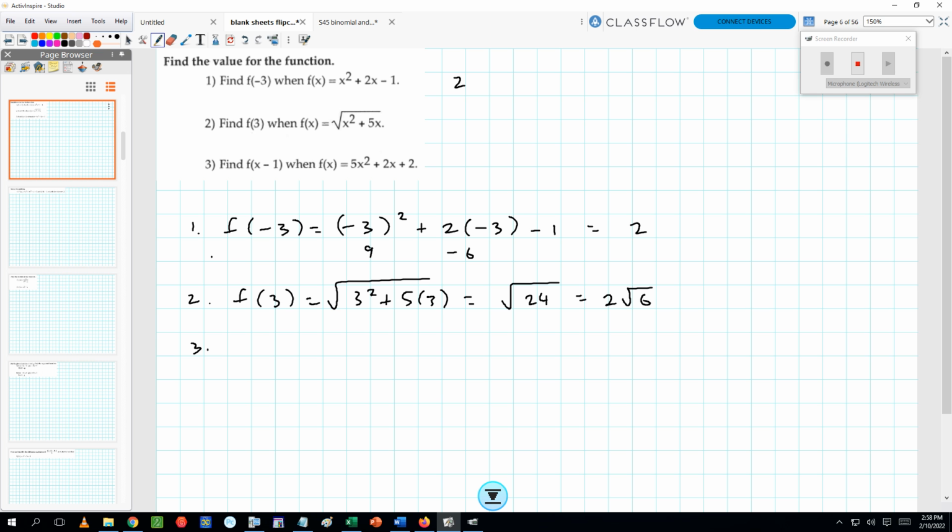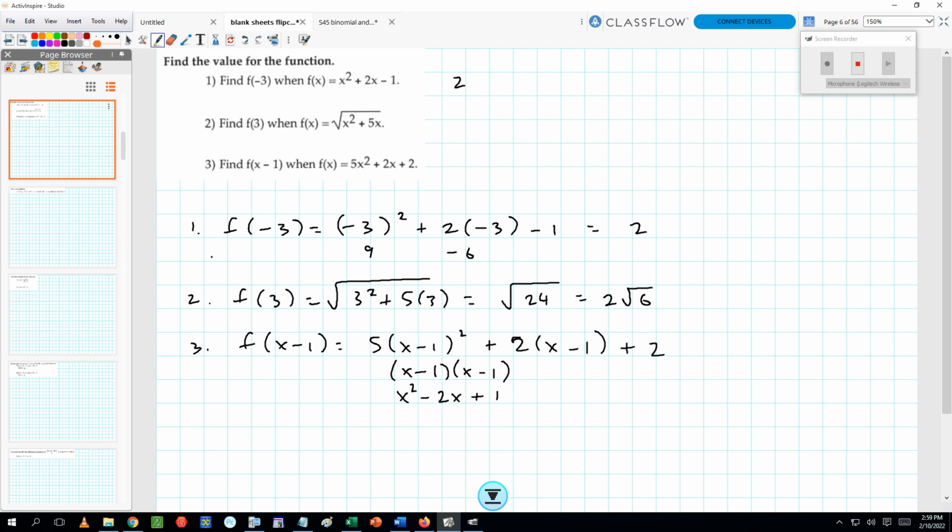Number 3, f of x minus 1. A little bit more complicated, but we'll replace all of our x's with x minus 1. We'll FOIL right there. 2 times x minus 1, plus that. X minus 1 squared means you're doing x minus 1 times x minus 1 together. This gives you x squared minus 2x, add the two numbers, plus 1.